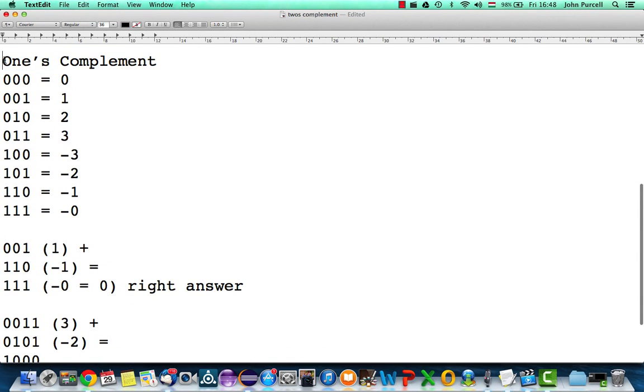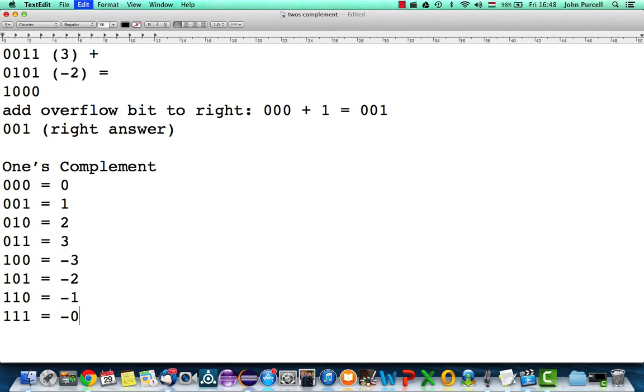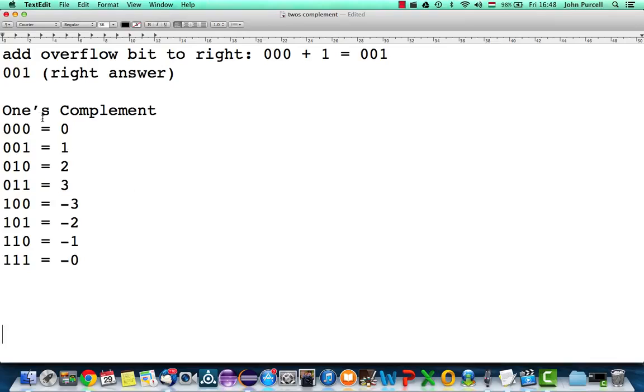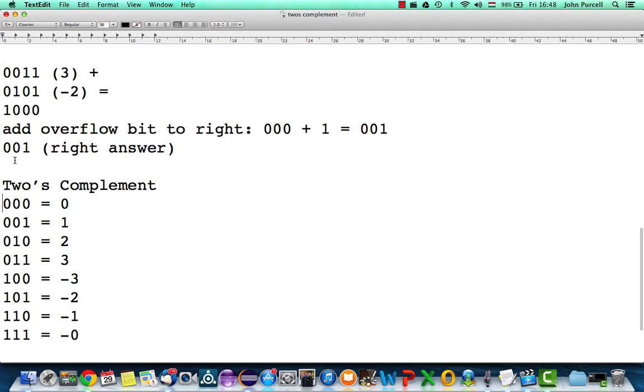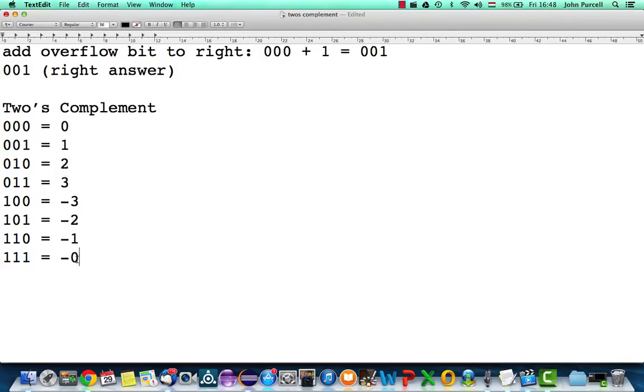I'm going to copy this table because most of it's the same. Let's type this out here. Now 2's complement, so these numbers are all the same: 0, 1, 2, 3. But we say that 1, 1, 1 is going to be equal to minus 1. And then we're going to number backwards from there.